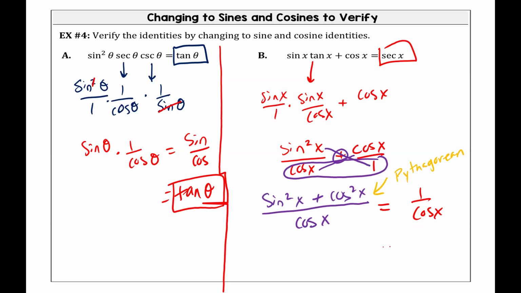And what does 1 over cosine x equal? Secant. Did we prove it? Yes, we proved it. I got to the last part, but I didn't know it had to go on from there. Pythagorean. Yeah. So this is our first one that we've seen that we had to use the Pythagorean identity.